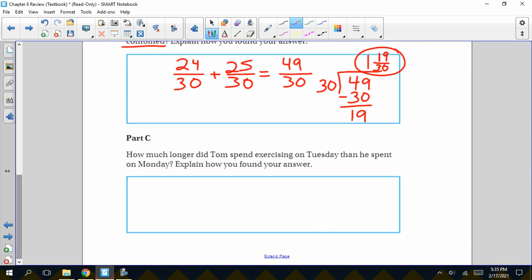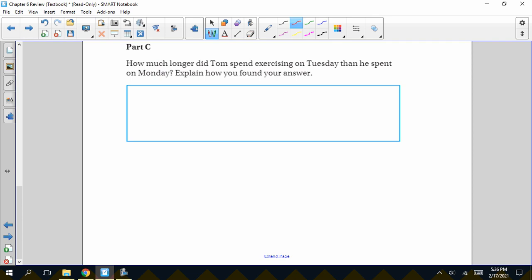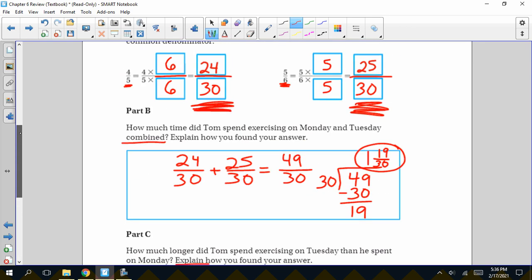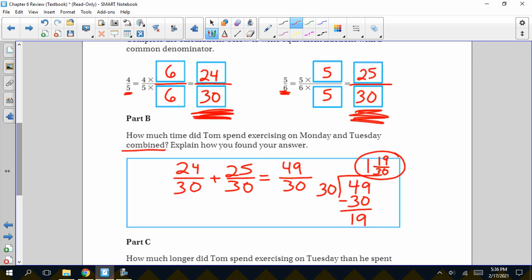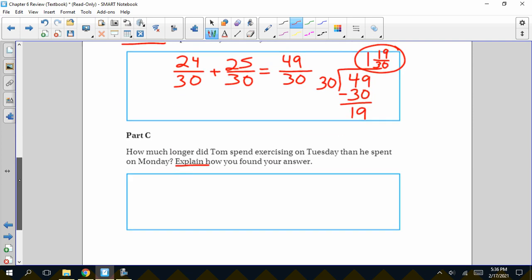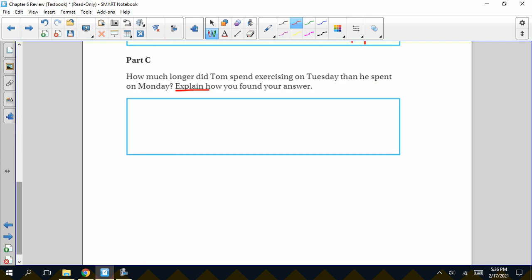Part C. How much longer did Tom spend exercising on Tuesday than he spent on Monday? And again, our explanation here is just going to be using our work to show how we solve this problem here. So again, on Tuesday, he worked out for 25/30. On Monday, it was 24/30. So if we want to figure out how much longer, we're going to take those two numbers and subtract them.